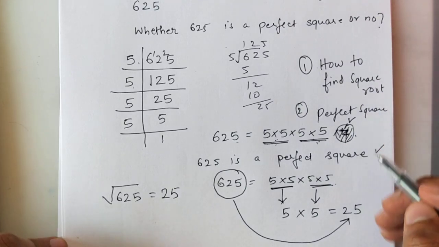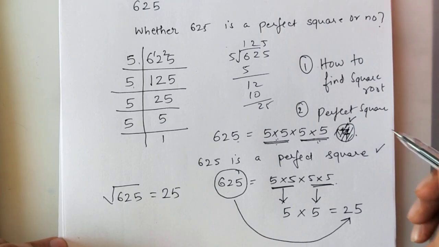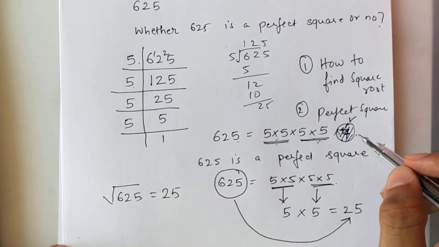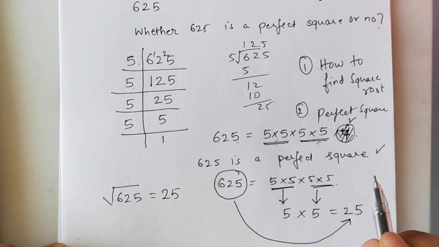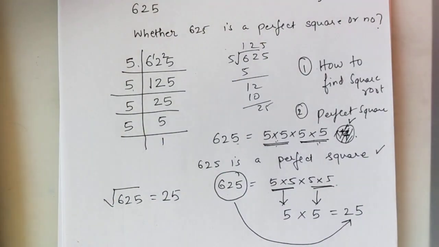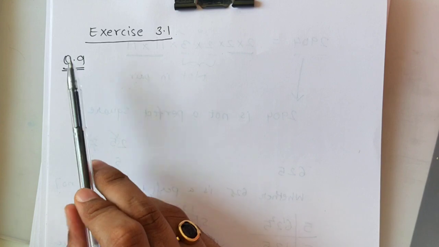Now you have understood the basics of the chapter. We can start solving the sums from the exercise. So keep your textbooks open. I'll tell you which sum I am solving here. We are starting with exercise 3.1, question number 9.